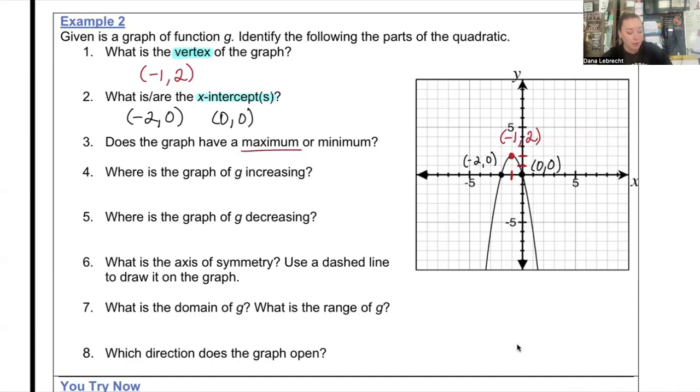Does the graph have a maximum or a minimum? Again, that's always going to be talking about the vertex. Okay, since this point is the highest point on the graph, everything else is below it. That is going to be a maximum.